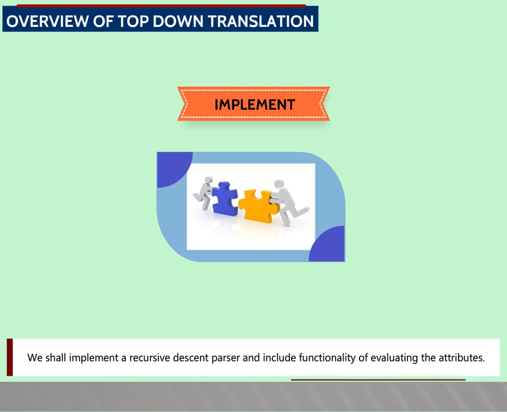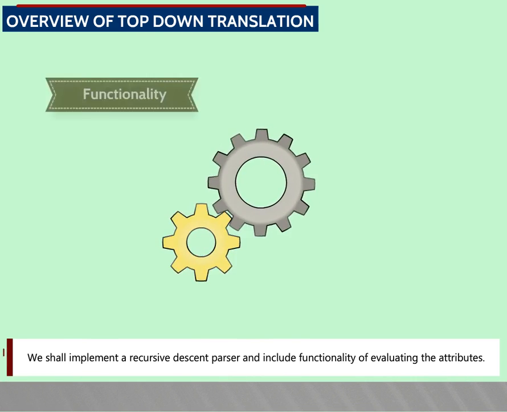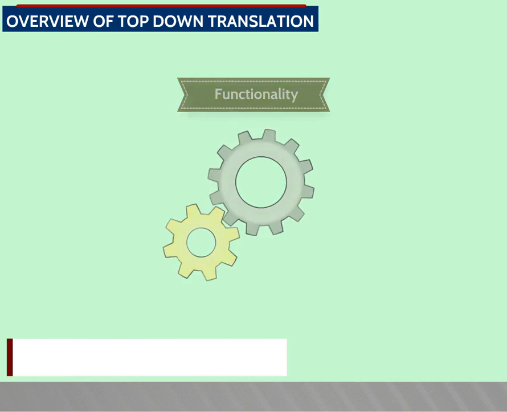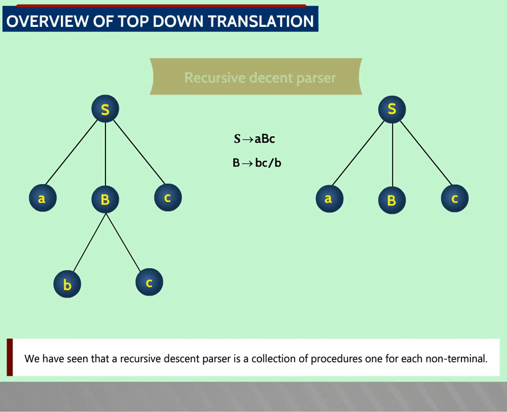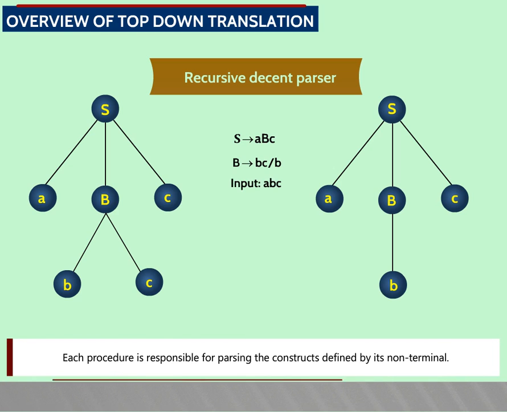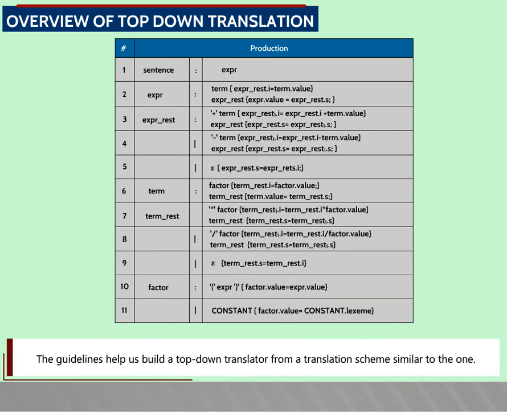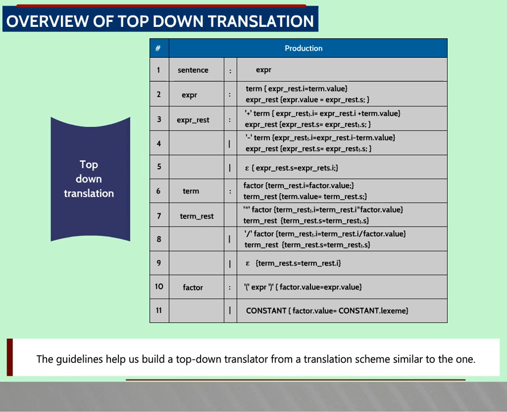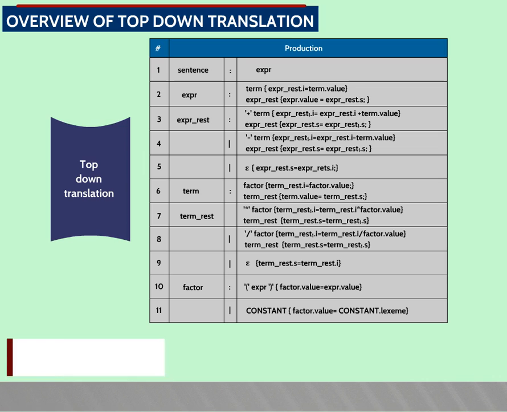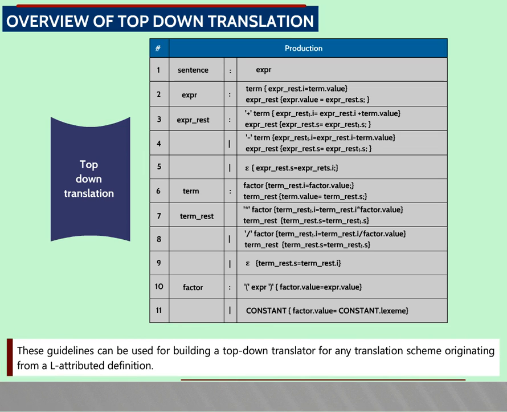We shall implement a recursive descent parser and include functionality of evaluating the attributes. We have seen that a recursive descent parser is a collection of procedures, one for each non-terminal. Each procedure is responsible for parsing the constructs defined by its non-terminal. The guidelines help us build a top-down translator from a translation scheme similar to the one. These guidelines can be used for building a top-down translator for any translation scheme originating from an L-attributed definition.